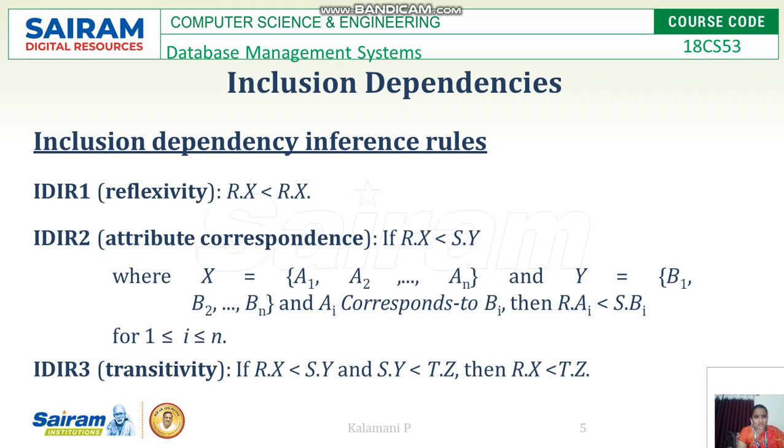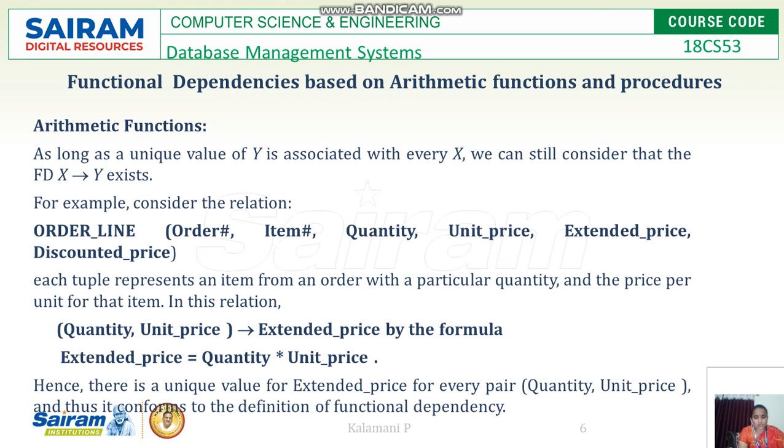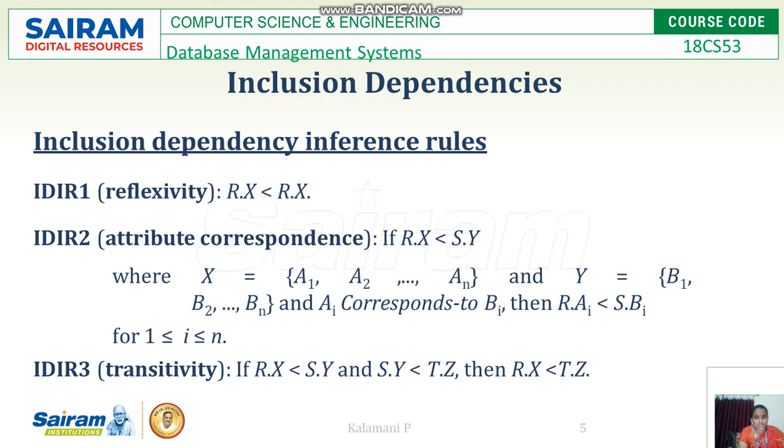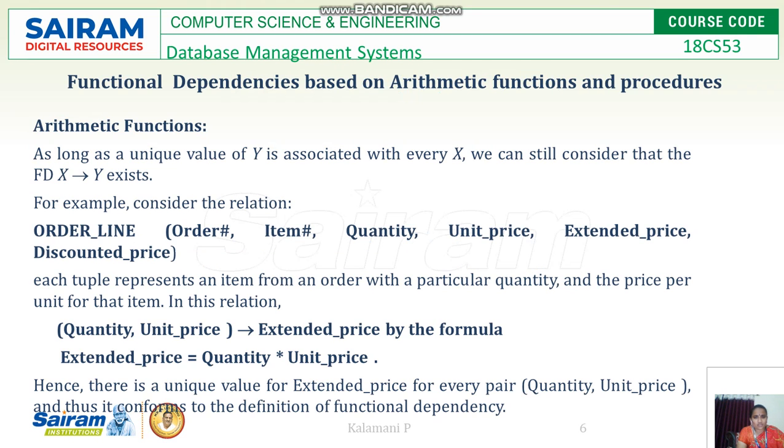Then inclusion dependency inference rule 3 is the transitivity rule. That is, if R.X is a subset of S.Y and S.Y is a subset of T.Z, then R.X is a subset of T.Z. This is called the transitivity rule. These things you should know for inclusion dependency. Next, we are going to define functional dependencies based on arithmetic functions and procedures. So arithmetic functions can also be used in functional dependencies.